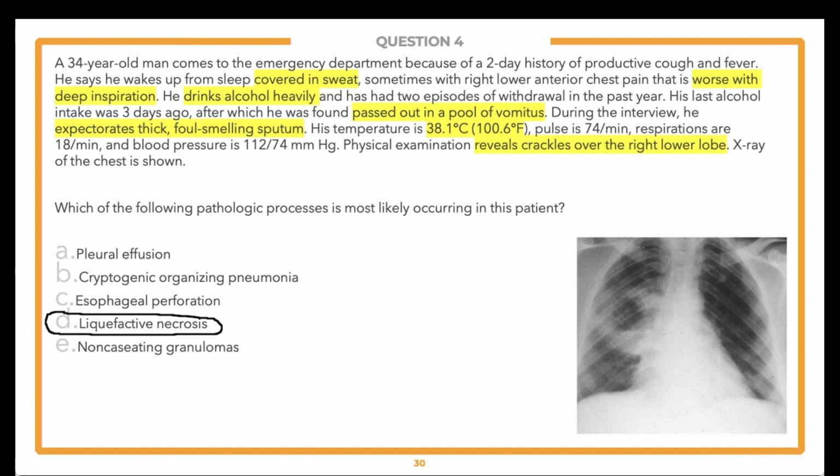Great job, guys. Even if you didn't get this one, this is a hard one. Make sure you guys just understand the concept and understand that cryptogenic organizing pneumonia is not a good answer if you don't know what's going on. Think about it. It has to be non-infectious and it has to be something that's a non-productive cough.